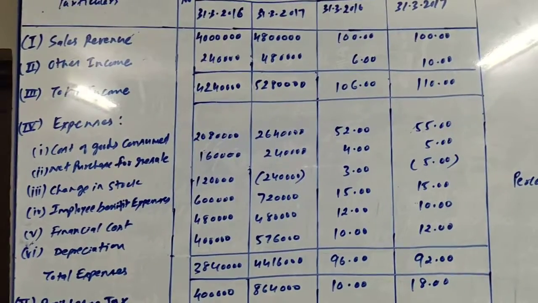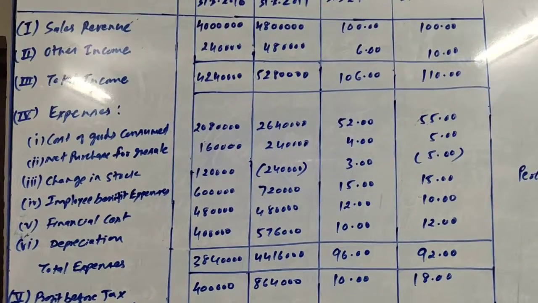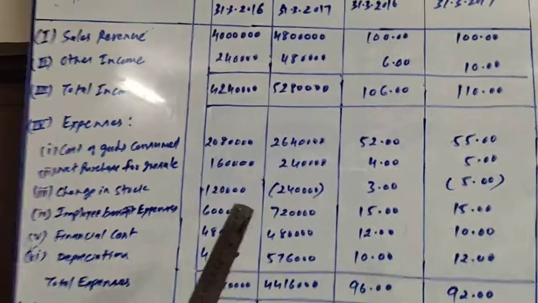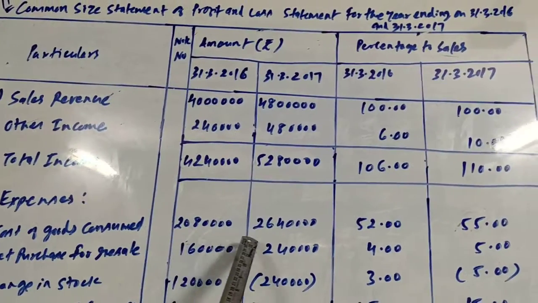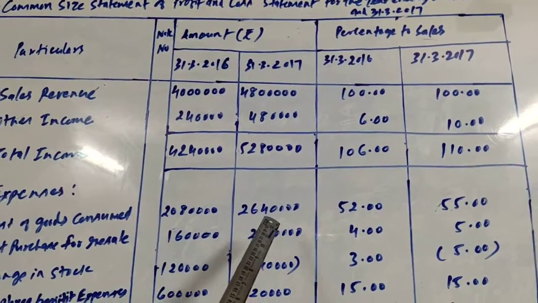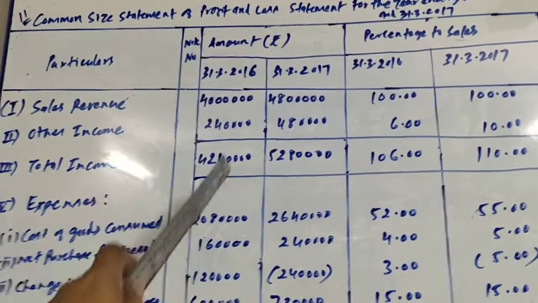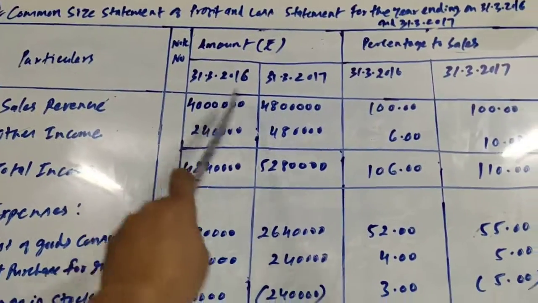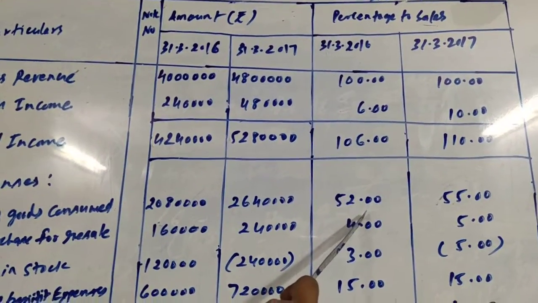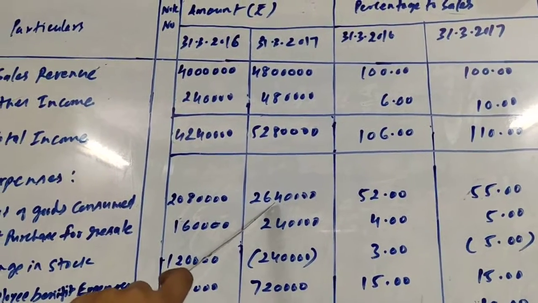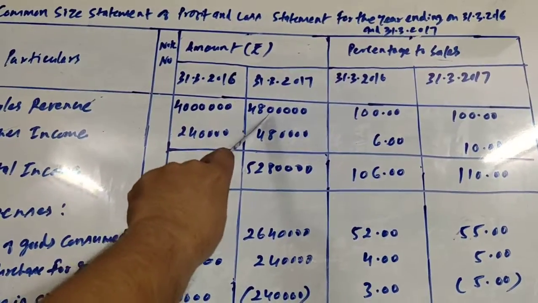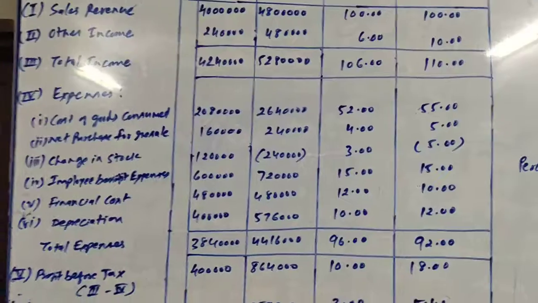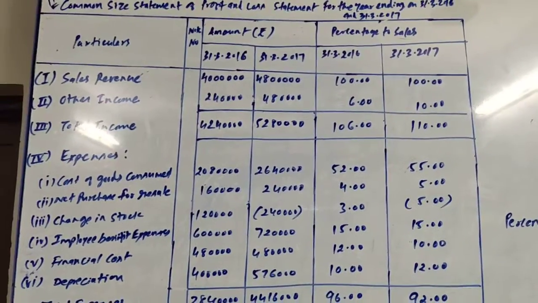Now the next items given are expenses. There are 6 types of expenses. The first expense given to us is cost of goods consumed. It is given 20,80,000 in the year 2016 and 26,40,000 in the year 2017. When we convert this into percentage, 20,80,000 divided by 40 lakh into 100 will give us 52%, and 26,40,000 divided by 48 lakh into 100 will give us 55%. So 52% and 55% will be the amounts in the column of percentage.